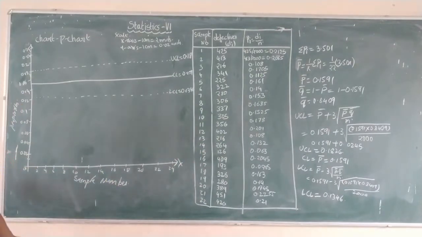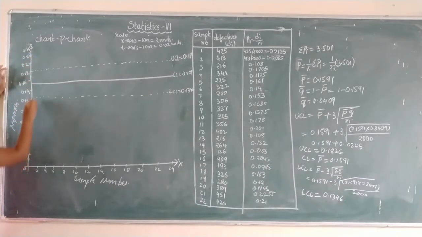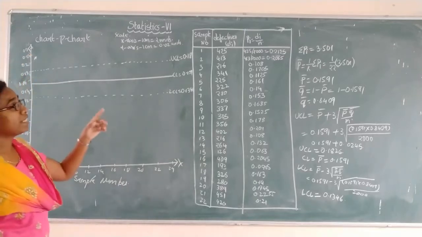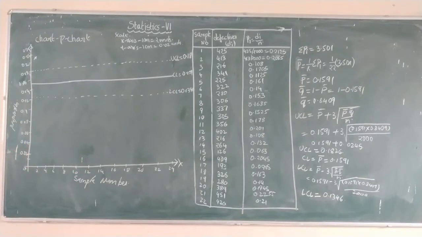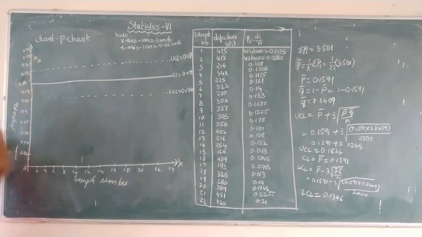So first, corresponding to the first sample, what is the first Pi value? 0.21. So 0.21 is here, in between 0.21 and 0.22. Next, corresponding to the second sample, the value is 0.20. So for the second sample, the value is here. Simultaneously, keep joining the points for easy understanding.